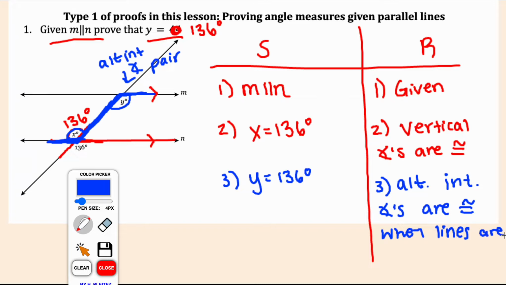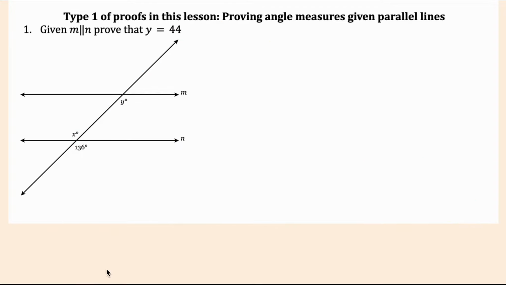And you want to make sure that you are leaving no room for error, right? You don't want to just write alternate interior angles because that's not enough. Because even if the lines weren't parallel, they'd still be alternate interior angles. But since they're parallel, we know that they're congruent, okay?